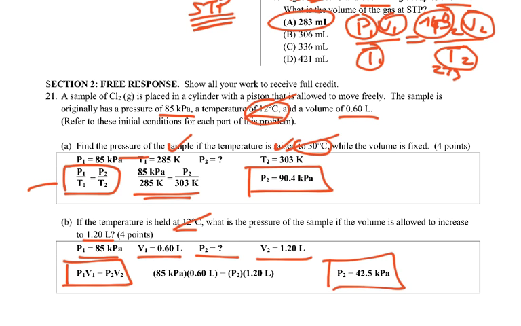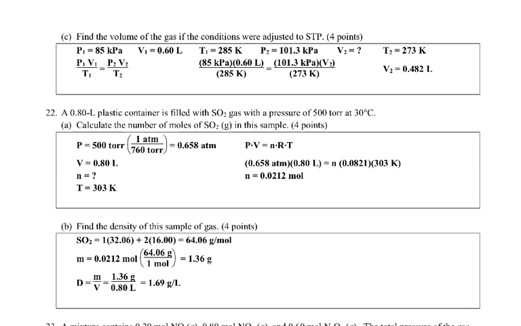And that seems pretty simple. For C, find the volume of the gas if the conditions were adjusted to STP. So we saw that just a moment ago. So we are going to do PV over T equals PV over T. Okay, pressure 1, that's given in the problem. Volume 1 is given in the problem. Temperature 1, we change to Kelvin, that's given in the problem.